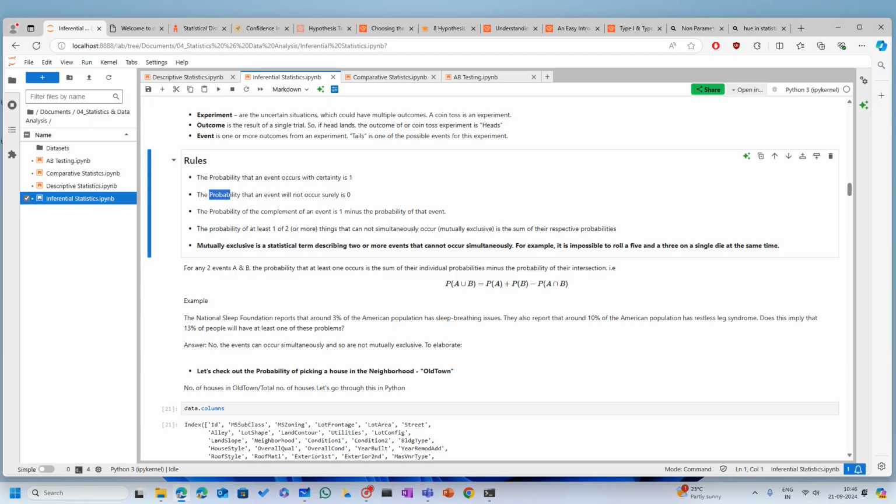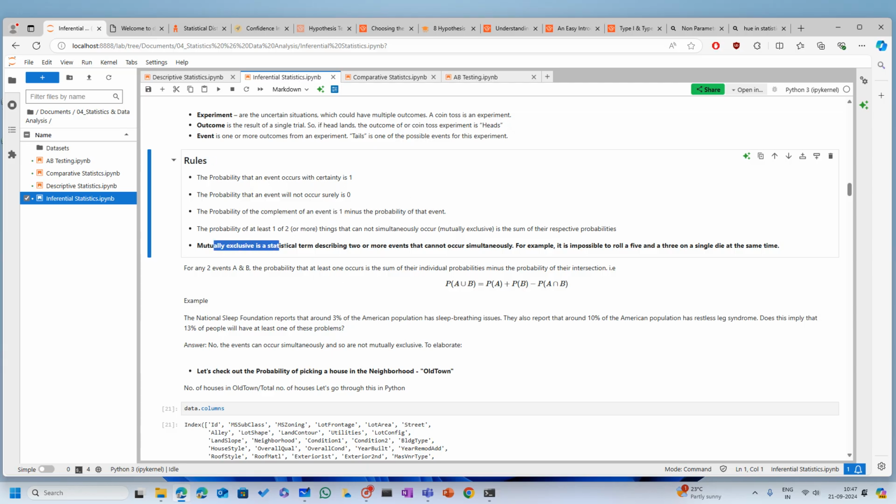And the probability that an event will surely not occur is 0. If today you look at sunlight, the color turning to some other color, sunlight yellow becoming green, is 0 probability, it may not occur. And the probability of the complement of an event is taken as 1 minus the probability of the event. This also we saw.